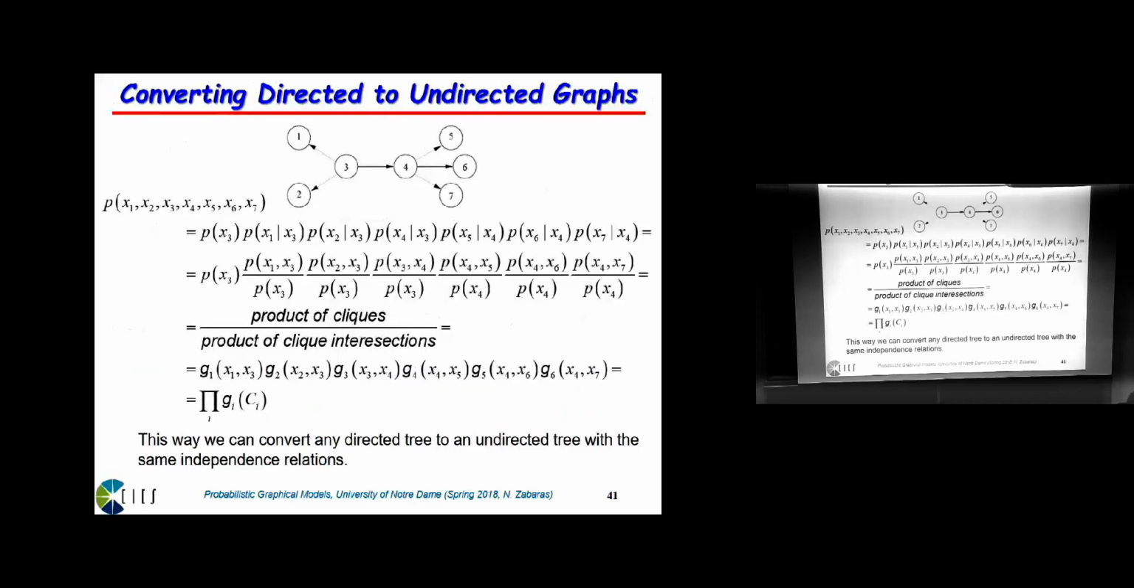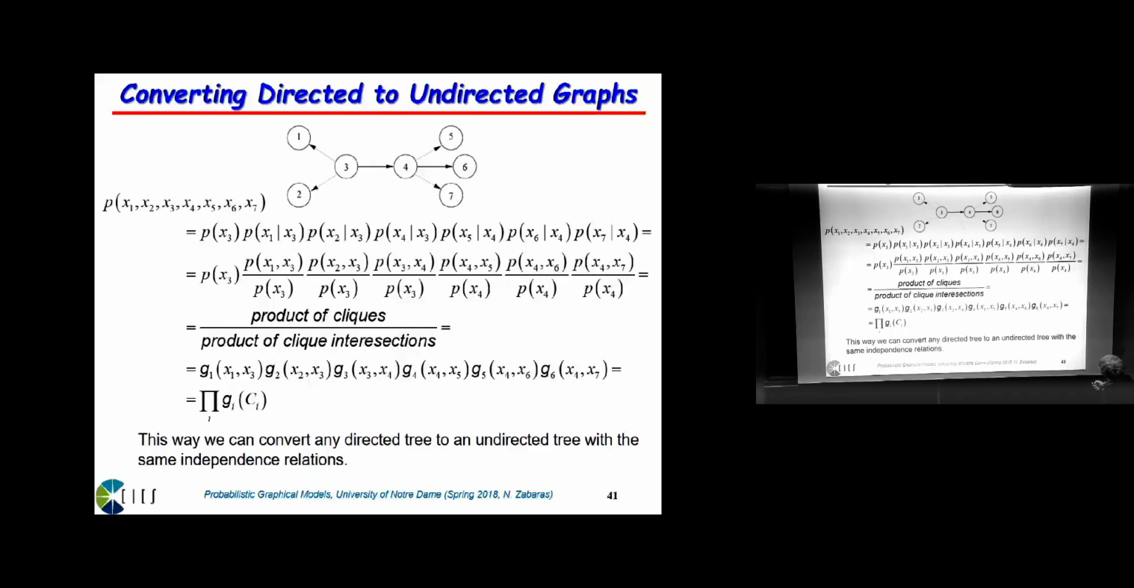So let's look again at converting it directly to an undirected graph. So what I have here, I have 7 nodes. This is the factorization for the directed graph. And what I have done is, these conditional distributions I have written down as a product of joint distributions divided by marginals. And if you look carefully at these expressions, you will see that on the numerator I have products over cliques, all right, divided over products of clique intersections.